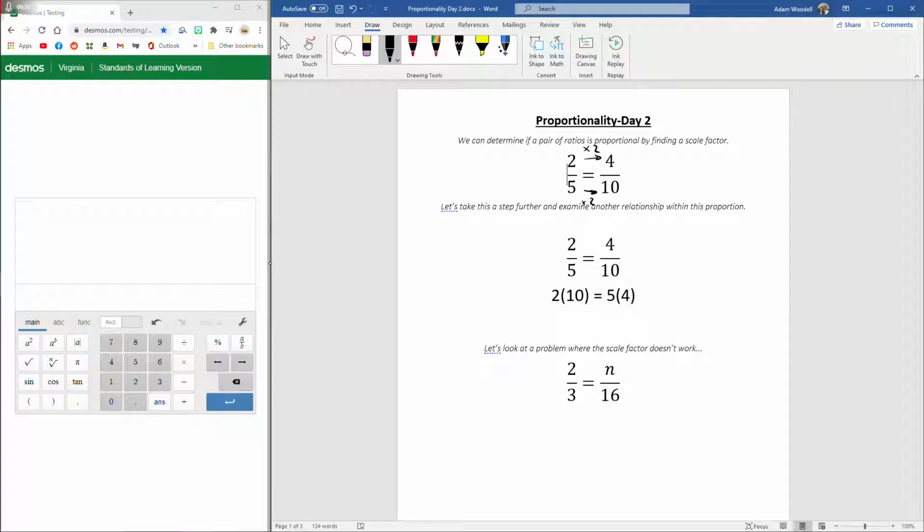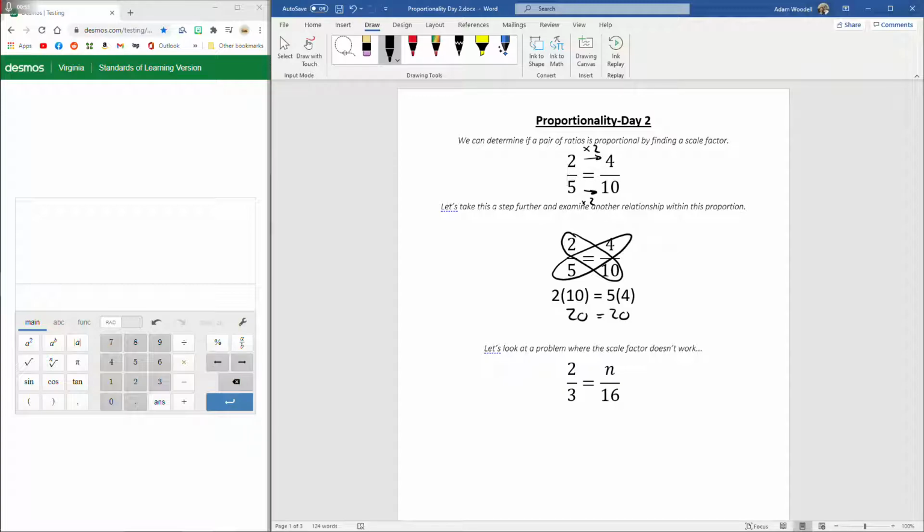We also talked about this idea of cross multiplying, where if I take the numerator and denominator of the opposite ratios and multiply them together, we should end up getting products that are the same. In this case, 2 times 10 gets me 20, and that's going to be equal to 5 times 4 because that is also equal to 20.